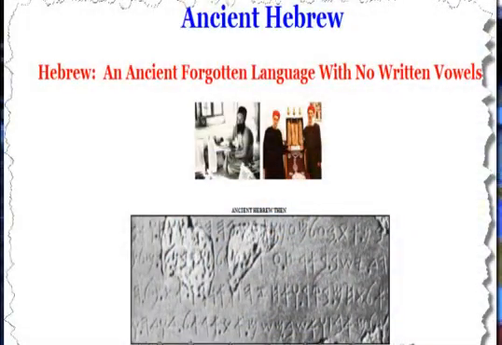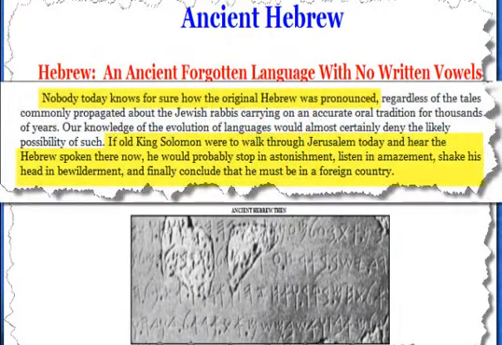Alright, so now we're going to go to this website. Go ahead. Hebrew, an ancient forgotten language with no written vowels. I'm going to drop down. So here it says, nobody today knows for sure how the original Hebrew was pronounced, regardless of the tales commonly propagated about the Jewish rabbis carrying on an accurate oral tradition for thousands of years. Click the page out so to take that blue off so they can read it. Okay, say our knowledge of the evolution of languages would most certainly deny the likely possibility of such. If old King Solomon were to walk through Jerusalem today and hear the Hebrew spoken there now, he would probably stop in astonishment, listen in amazement, shake his head in bewilderment, and finally conclude that he must be in a foreign country.